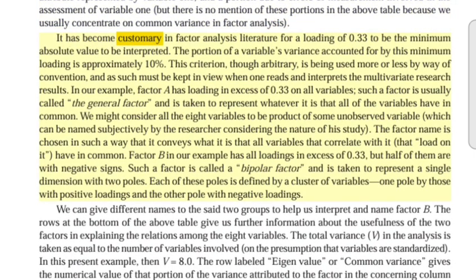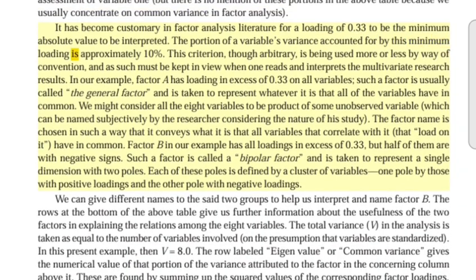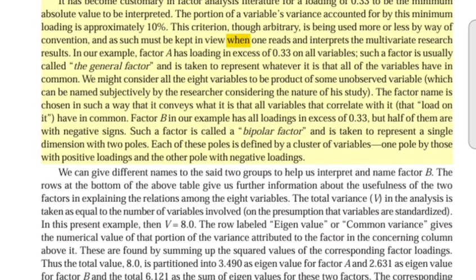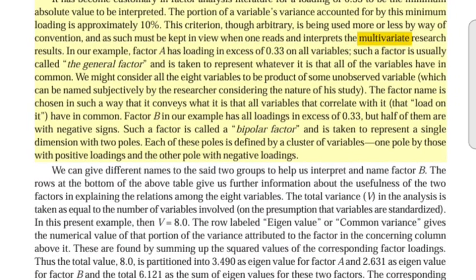It has become customary in factor analysis literature for a loading of 0.33 to be the minimum absolute value to be interpreted. The portion of a variable's variance accounted for by this minimum loading is approximately 10%. This criterion, though arbitrary, is used more or less by way of convention, and as such must be kept in view when one reads and interprets multivariate research results.